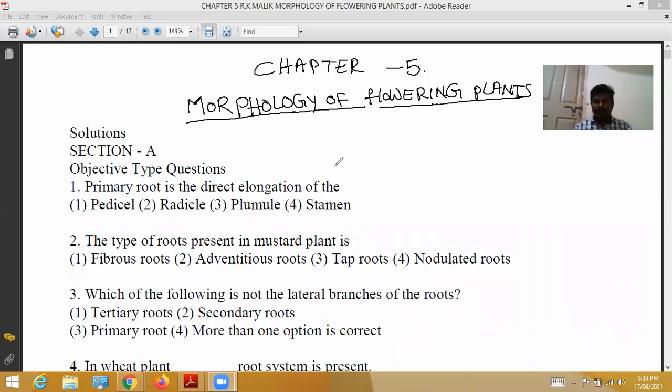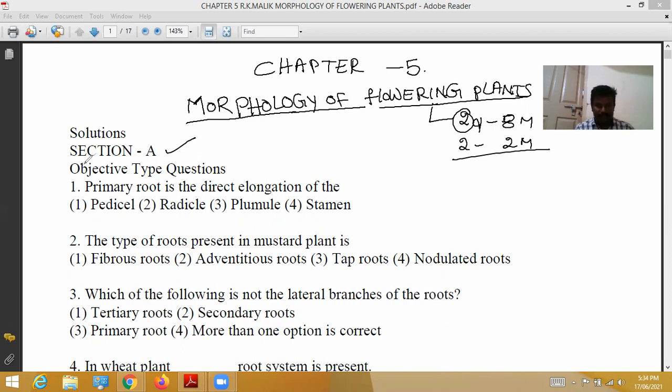Okay, students, welcome back. Our next chapter discussion is on morphology of flowering plants, Chapter 5 from the NCERT textbook, Biology Bits. From this chapter, in the NEET exam, there is a chance to get two questions. Each question carries 4 marks, totally 8 marks. In CET, there is a chance to get two questions, two marks. So this is the weightage of this chapter in NEET and CET exams.